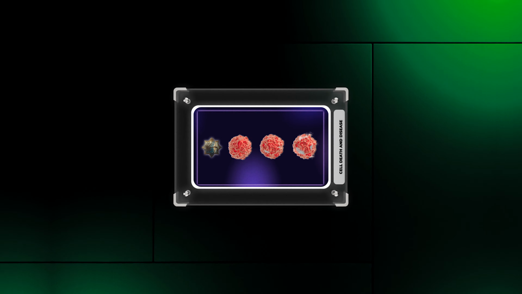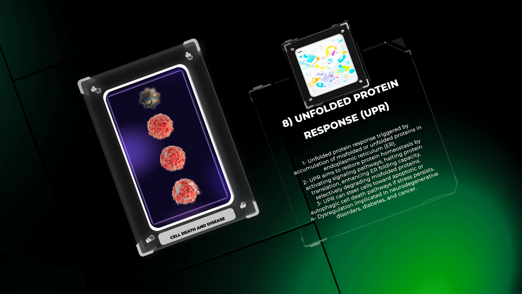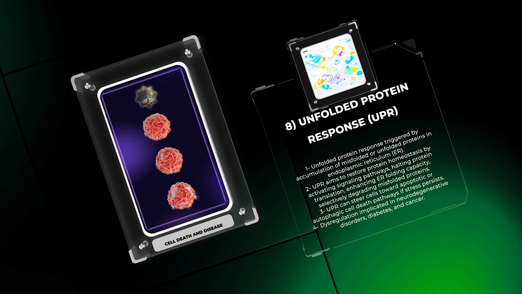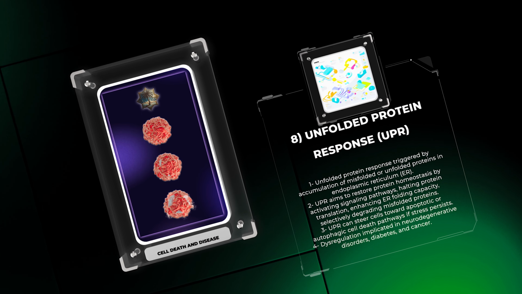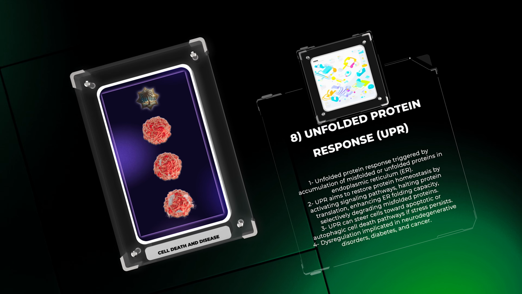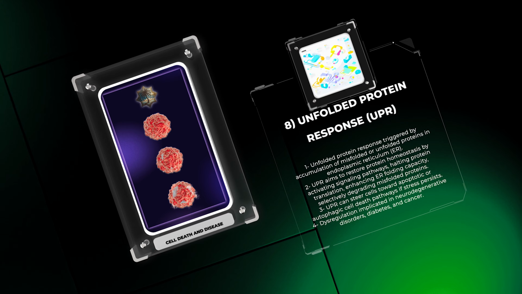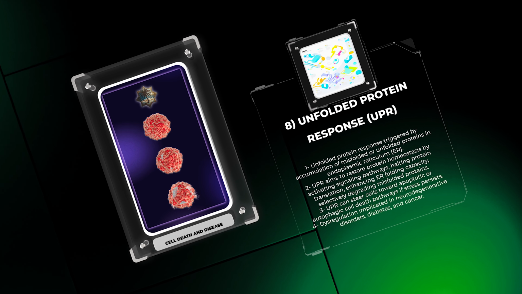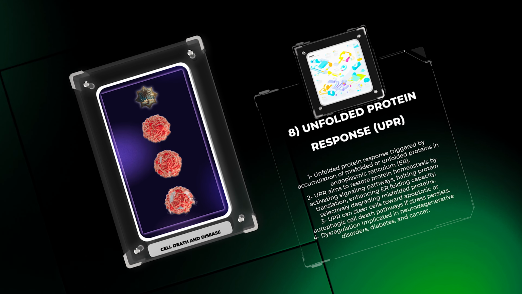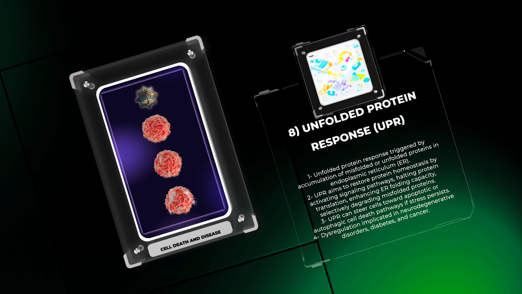The unfolded protein response is a cellular stress response triggered by the accumulation of misfolded or unfolded proteins in the endoplasmic reticulum, ER. The UPR aims to restore protein homeostasis by activating a series of signaling pathways that temporarily halt protein translation, enhance the folding capacity of the ER, and selectively degrade misfolded proteins. However, if the stress persists, the UPR can also steer cells toward apoptotic or autophagic cell death pathways. Dysregulation of the UPR is implicated in various diseases, including neurodegenerative disorders, diabetes, and cancer.